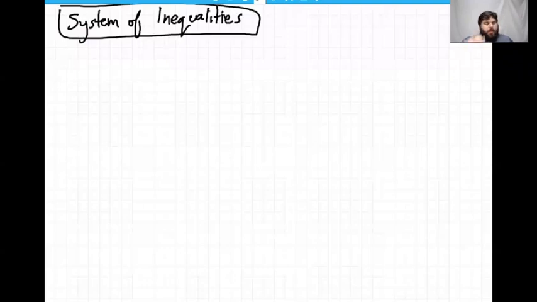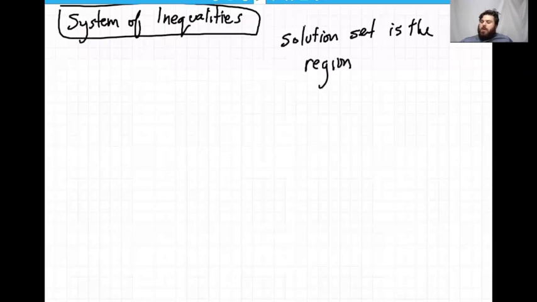Okay, so again, this is when we have two or more inequalities. So we're going to have to do the same thing, but we just do it twice. So we're going to graph and then shade. All right, so the solution set, they call it a set because it's a whole bunch of things. The solution set is the region that makes both equations true.